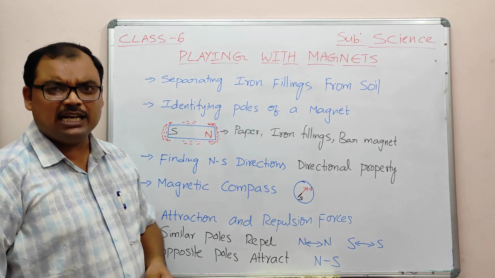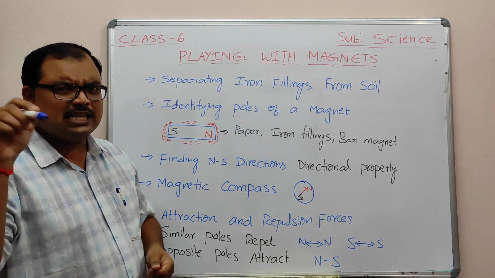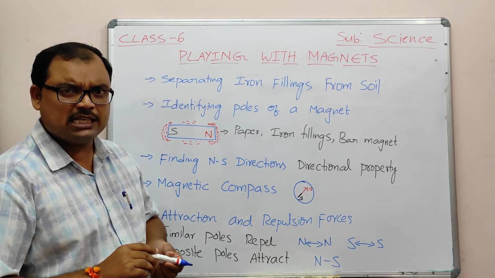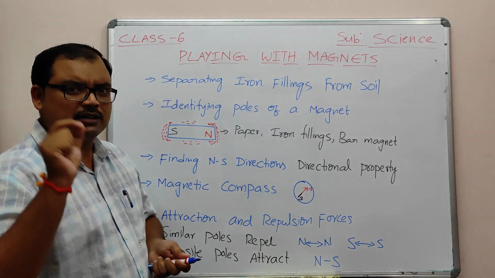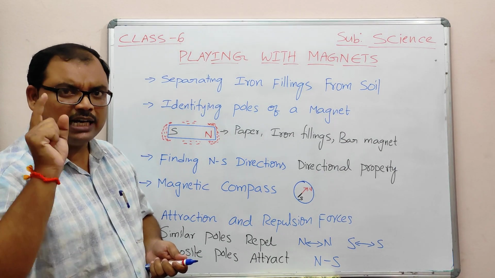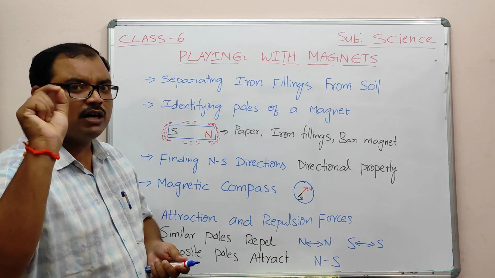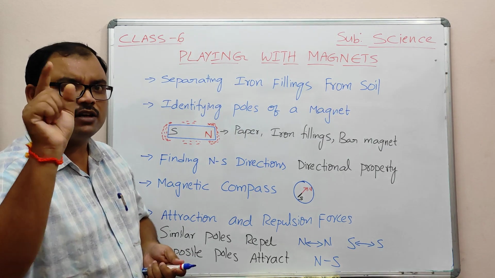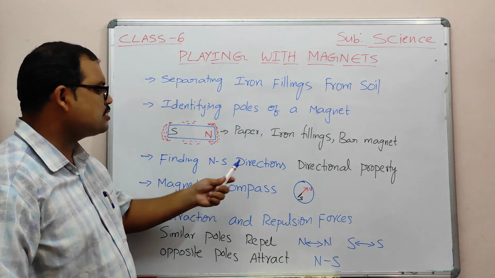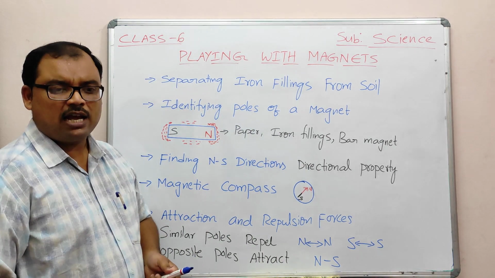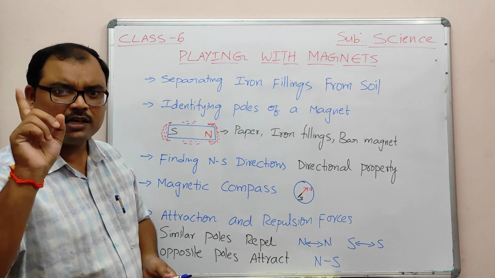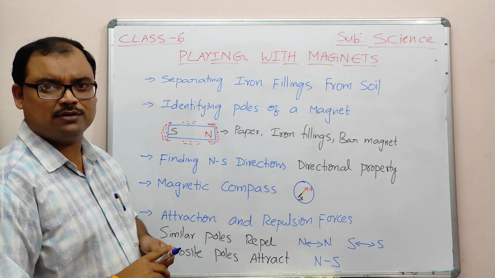In general, N and S are not written on a bar magnet when we purchase it. We can observe a white colored dot at one end of the bar magnet. That confirms the north pole. Remember, the white dot represents the north pole. So that shows the directional property. So a magnet has 2 poles and the 2 poles are north and south pole.